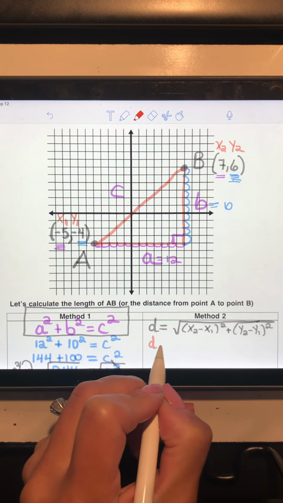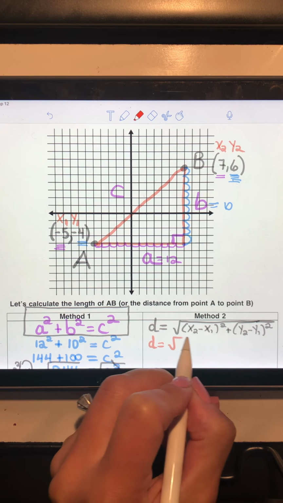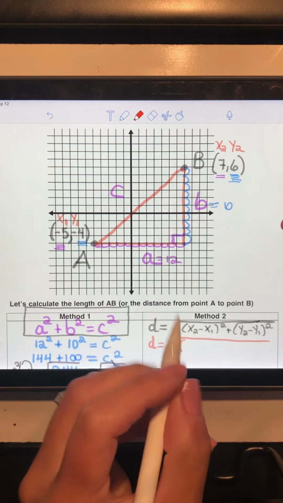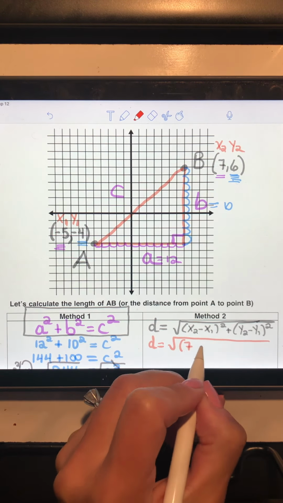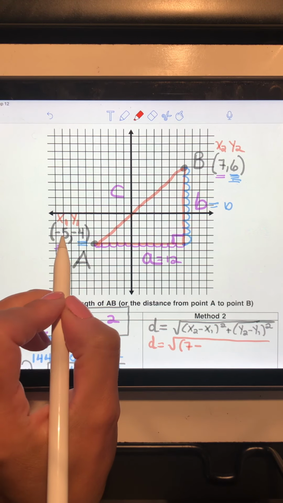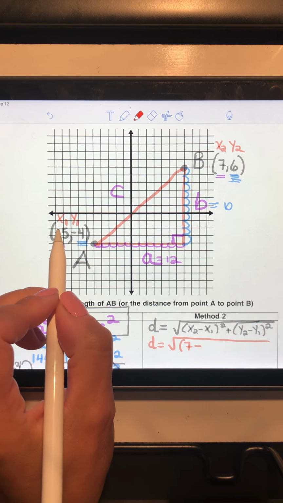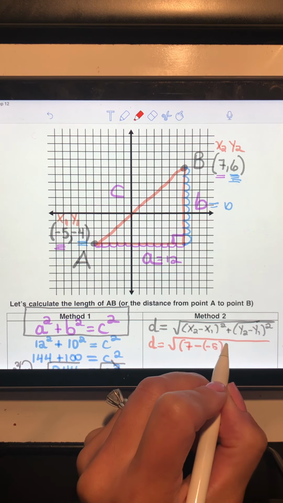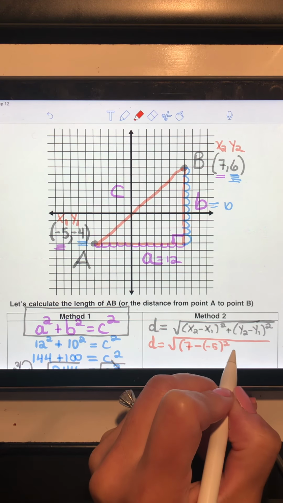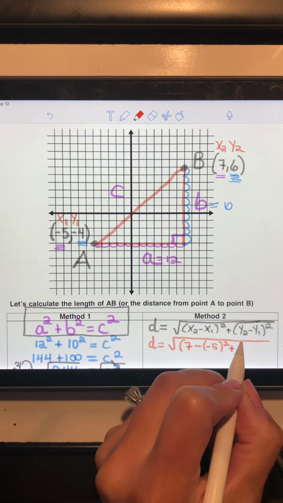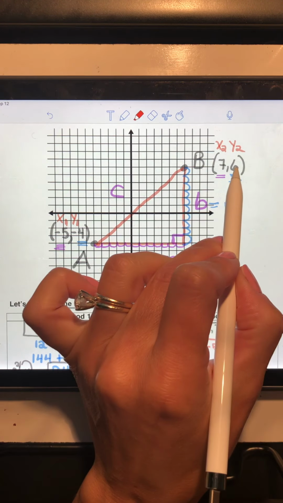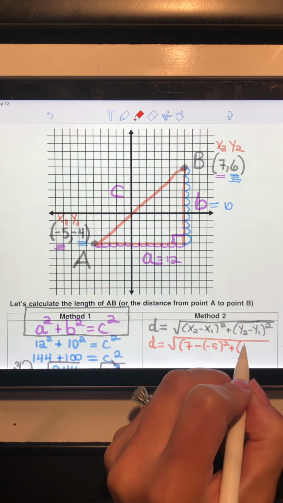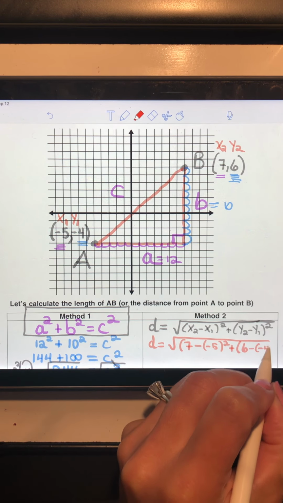So the distance is going to be equal to the square root of x sub 2, which is just 7, minus x sub 1, which is minus 5. So minus a minus 5. You're actually subtracting a negative 5. And we're going to square that, okay? Now, plus y sub 2, so that's 6 minus a minus 4, 6 minus a minus 4 quantity squared.